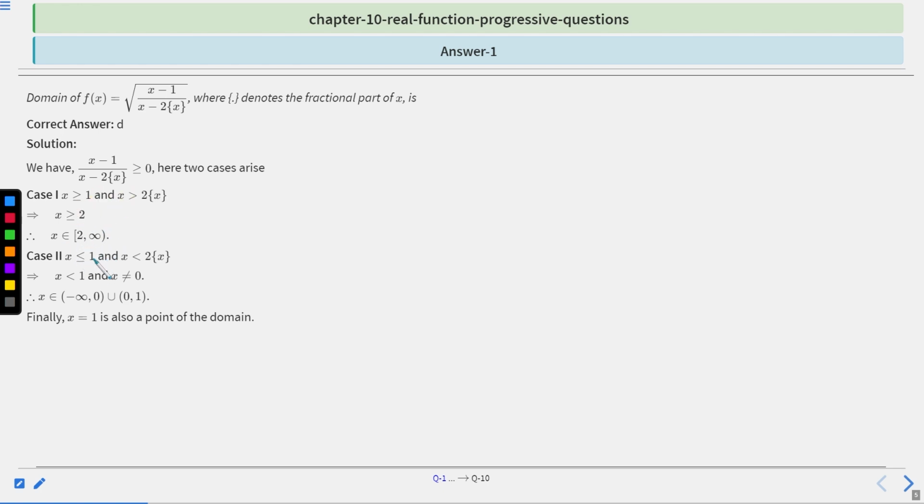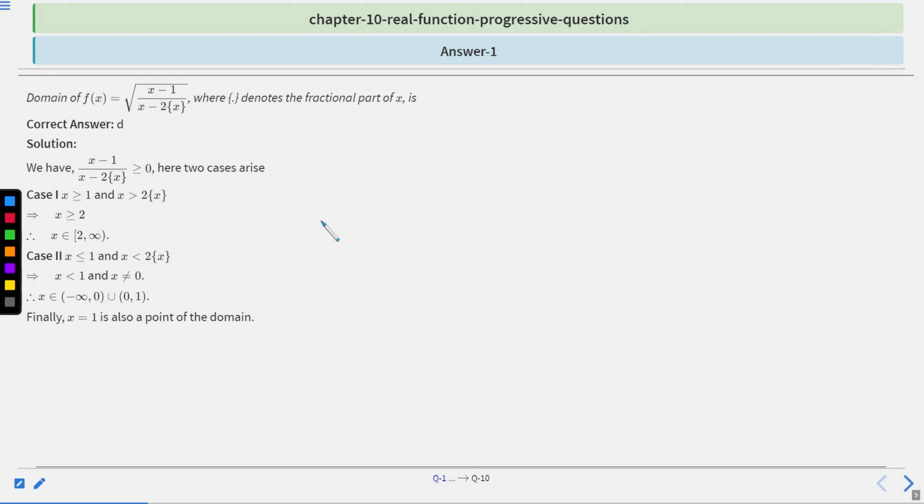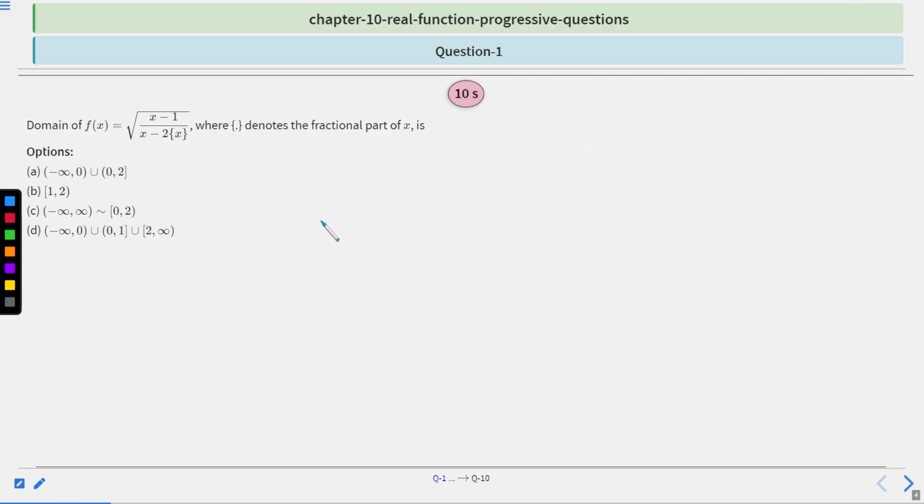Clear? Case 2 is when x is less than or equal to 1 and x is less than 2 times the fractional part of x, right? So by combination of these two we will get x less than 1 and x not equal to 0. Clear? Therefore x belongs to (minus infinity, 0) union (0, 1). So finally x equal to 1 is also a point in the domain, right? So I think option D is the right choice. D, which is (minus infinity, 0) union (0, 1] union [2, infinity). Clear?